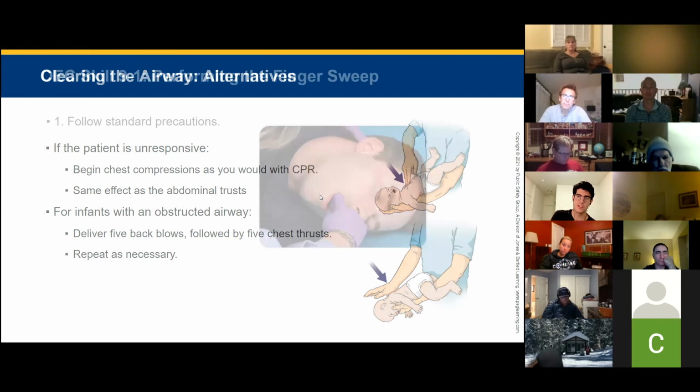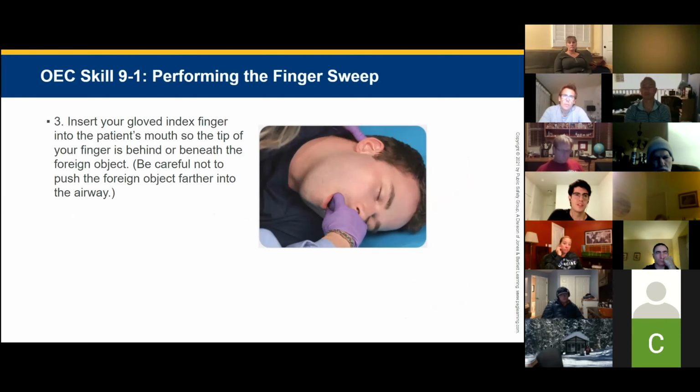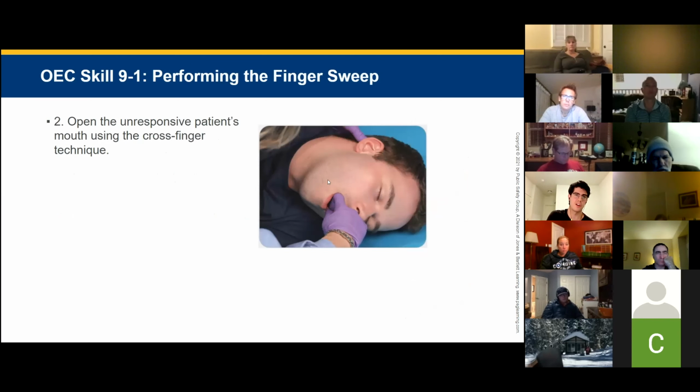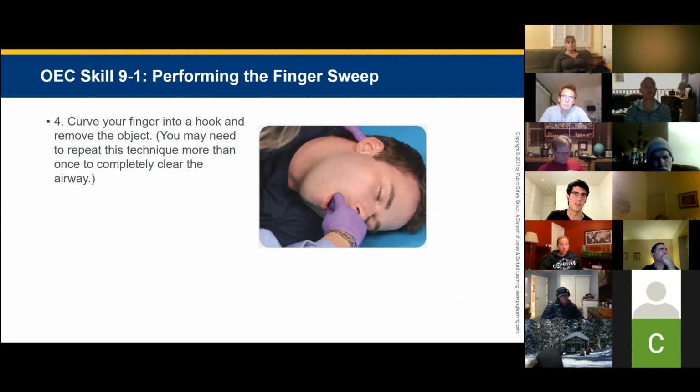All right, here's a finger sweep. Basically what you would expect, just use the crossed-finger technique to open the mouth. Do not go blind. You should be able to see the object. Try and pull it out with the tip of your finger.